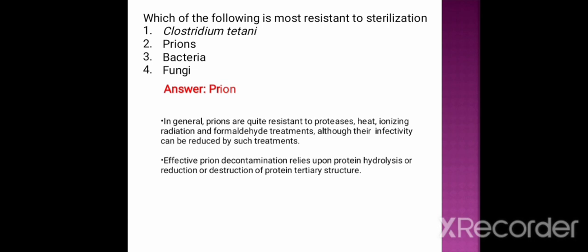Effective prion decontamination relies upon protein hydrolysis or reduction or destruction of protein tertiary structure.